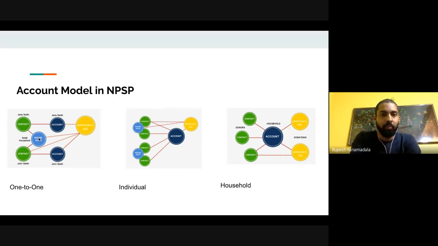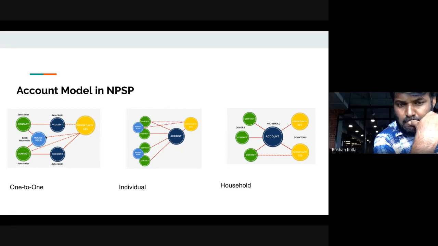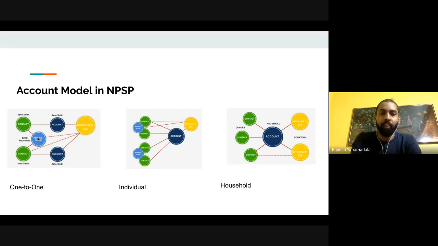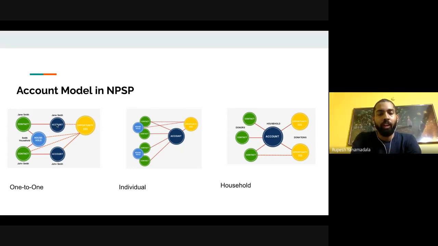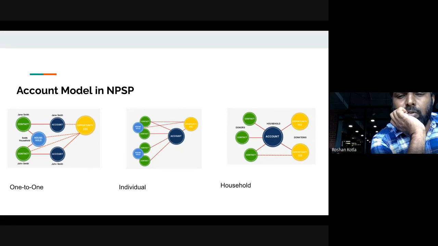Previously, this was used to relate two different contacts. Household is not an account. It's a different object previously. That is what I'm talking about when you said ghost account, right? Yes. From Jane Smith to Jane Smith, there's an account created. Why is it called a ghost account? Because we won't be able to see that account. An account will be created, but we don't have any access or we don't see that account. It's just invisible. So is that the only difference between one-to-one and individual?